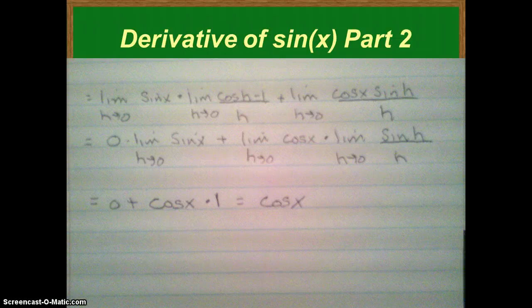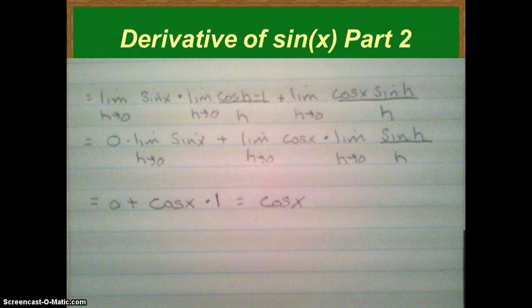So now what I have is the limit of the sine of x as h goes to 0 times the limit of the cosine of h minus 1 over h as h goes to 0, plus the limit of cosine of x sine of h all over h. Well, the limit of the first part is simply 0 because the limit of the cosine of h minus 1 over h by our previous proof would be 0, and the limit as h goes to 0 of sine of x is just the sine of x. 0 times the sine of x would be 0.